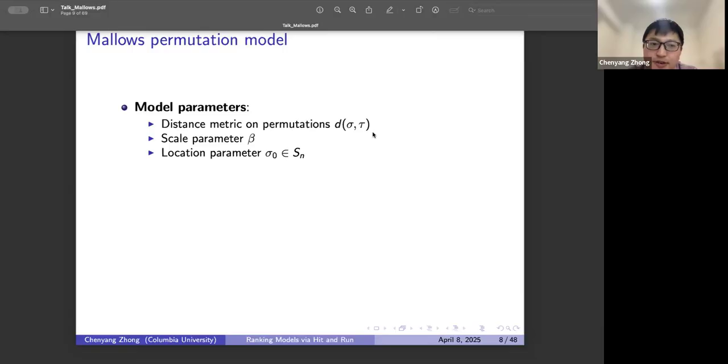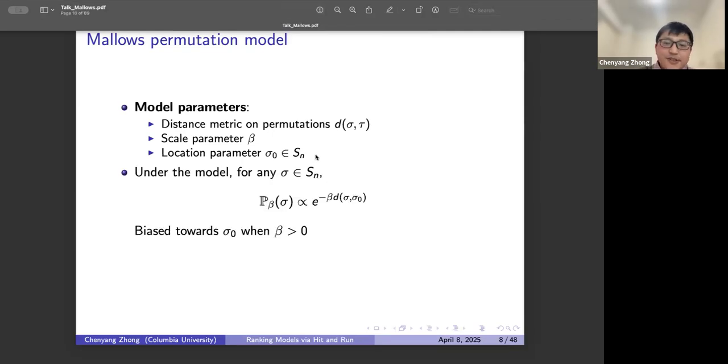And besides the metric, we also need to specify a scale parameter called beta, which is a real value, and also a location parameter sigma 0, which is a permutation of 1 up to n. We are going to think of this location parameter sigma 0 as a central permutation, such that draws from the Mallows permutation model are going to cluster around this location parameter. Okay, so those are the model parameters.